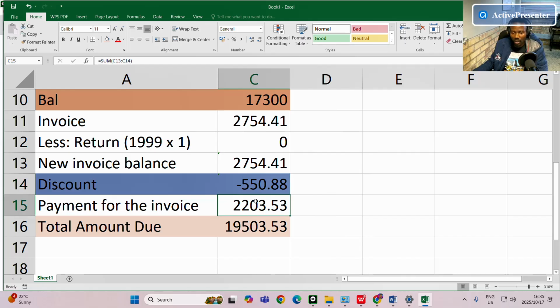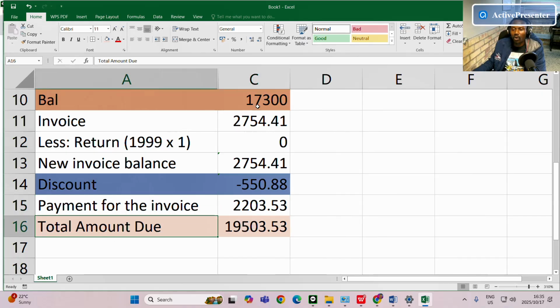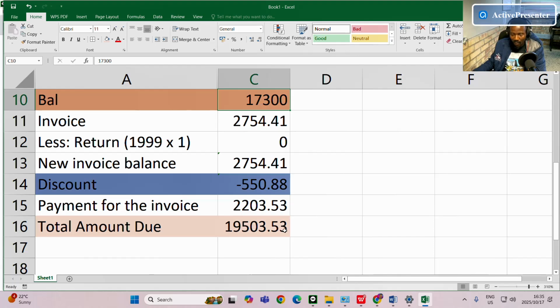Obviously, how to determine that? You take the new invoice balance minus the discount, then you get the payment for that specific invoice. Now, to get the total amount due, you need to add the opening balance. I'm not sure if I'm making sense, but yeah, it's 19,503.53.